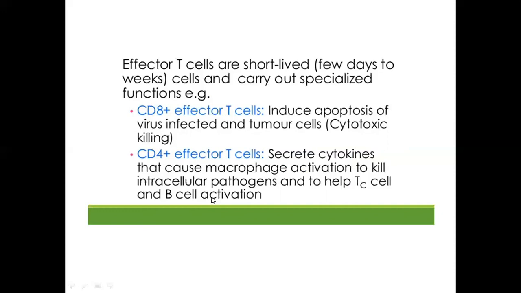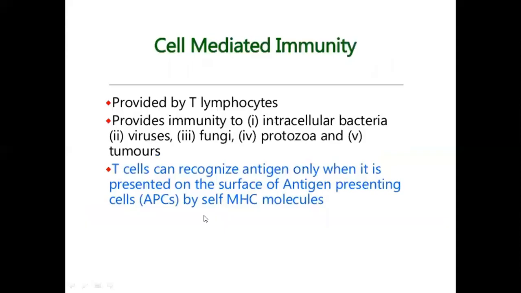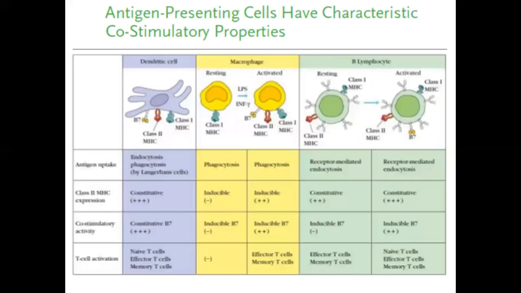Some of the antigen presenting cells with characteristic co-stimulatory properties are the dendritic cells, macrophages and B lymphocytes. The stimulatory effect produced is given here. So this is about T cell maturation, activation and differentiation.